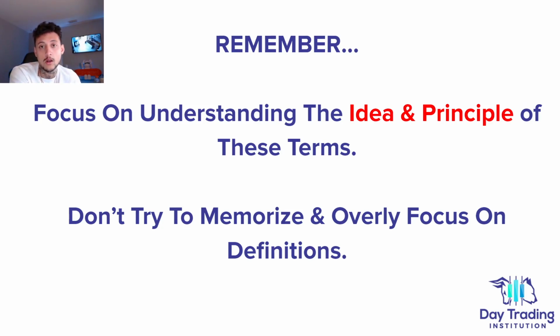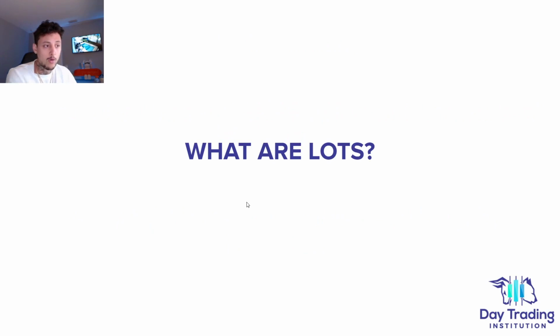There are going to be a lot of tools in our programs, which we'll cover in the next section. I'll cover how to use the pip calculator, along with measuring how many pips the market has moved. There are literally indicators that tell you how much the market has moved. So don't try to understand everything to the exact definition, but just get the idea and the principle of these terms. Now, what are lots?